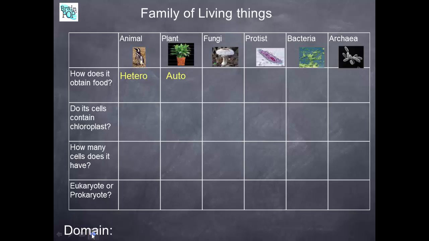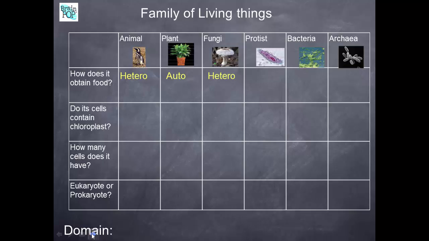How about fungi? No, not auto. They can't go through photosynthesis. They're not green. Right? They're heterotrophs. So what did we say? What do they actually eat then? They don't walk around and find little insects to eat. What do fungi consume? Yeah, organic matter, dead material, things like that.